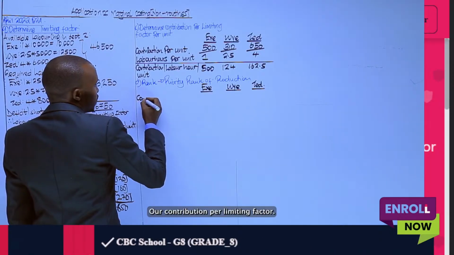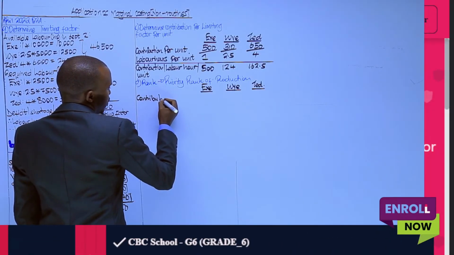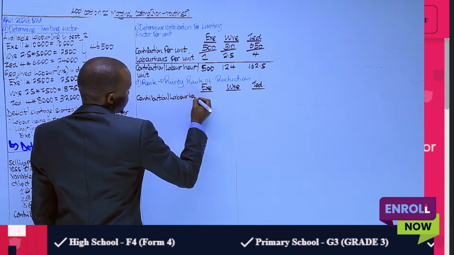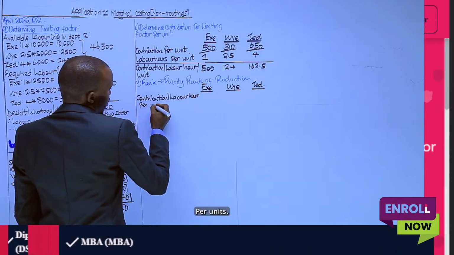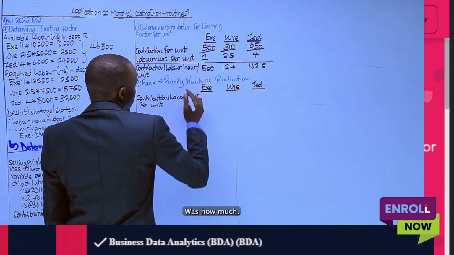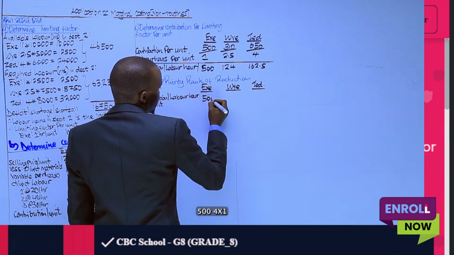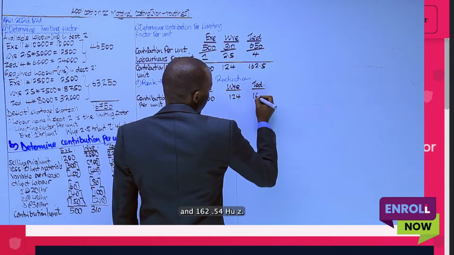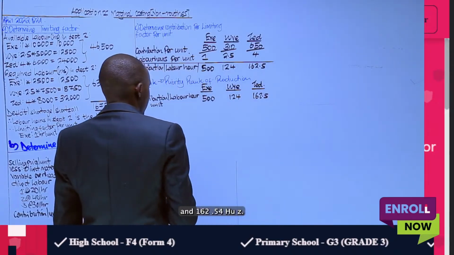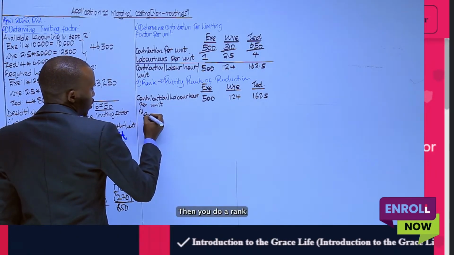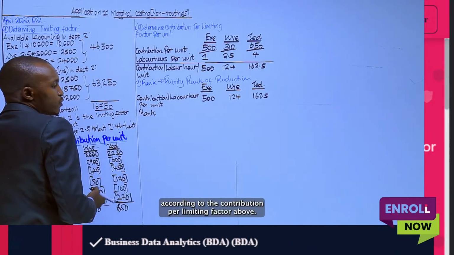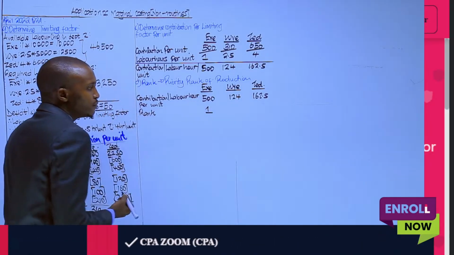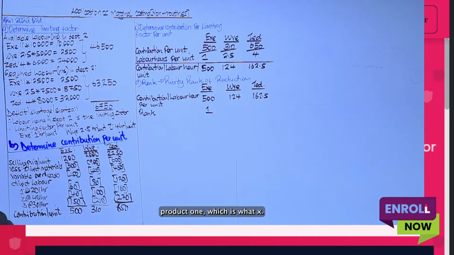Our contribution per limiting factor, which is your contribution per labor hour per unit, was how much? 500 for X, 124 for Y, and 162.5 for Z. Then you do what? Rank. According to the contribution per limiting factor above, the first rank should be product 1. Product 1, which is what?